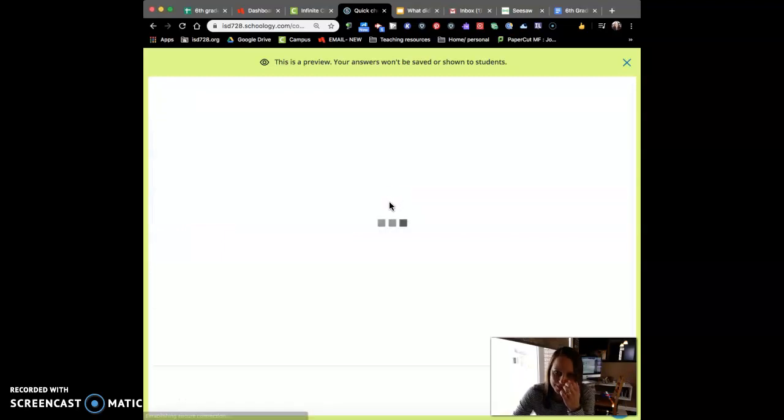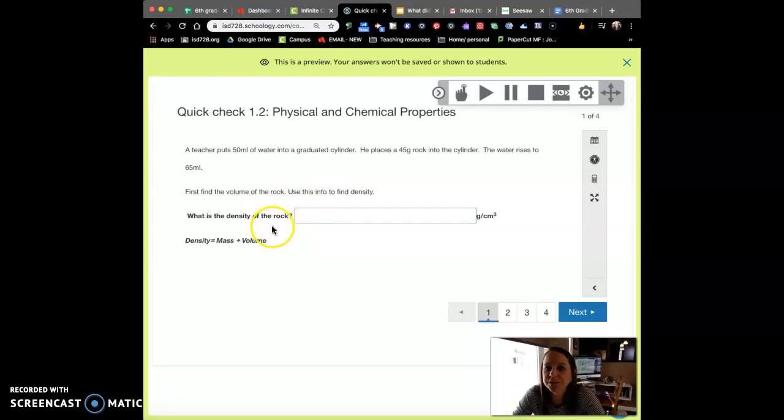All right. So question one, a teacher puts 50 milliliters of water into a graduated cylinder. He places a 45-gram rock into the cylinder. The water rises to 65 milliliters. Find the volume of the rock, then use this information to find the density.